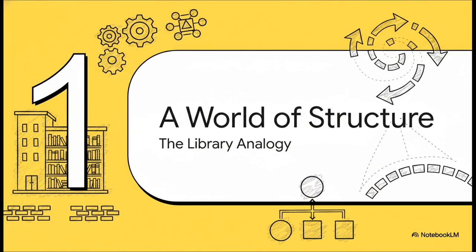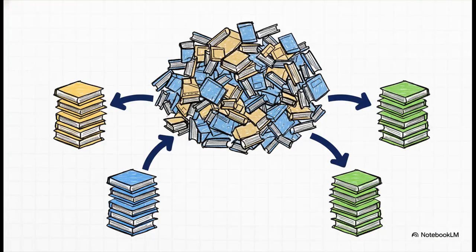To get our heads around this, we're going to start somewhere familiar. We're going to build a world of structure using a simple analogy, a library, to build our understanding from the ground up. Okay, so I want you to picture a gigantic library. I mean, books everywhere. To make any sense of it, you wouldn't just stare at the whole chaotic mess, right? Of course not. You'd organize it. You'd put all the science fiction over here, all the history over there. You'd sort it by genre.